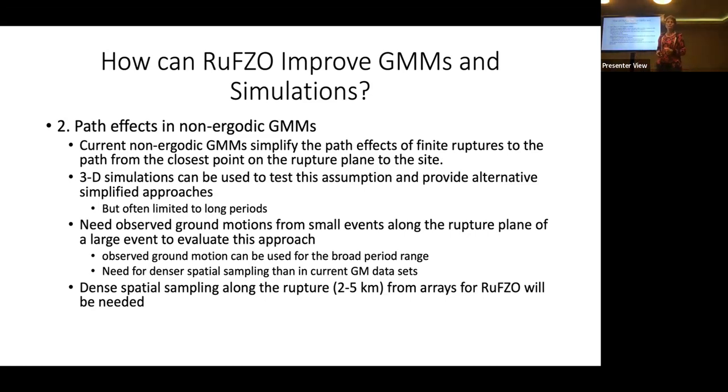And we need observed ground motions from the small events along the rupture plane of the larger event in order to evaluate how well those approaches work. We can use observed ground motions over quite broad period ranges to look at how we can model those path effects. And to do that, we need a much denser spatial sampling than we have in current ground motion sets.